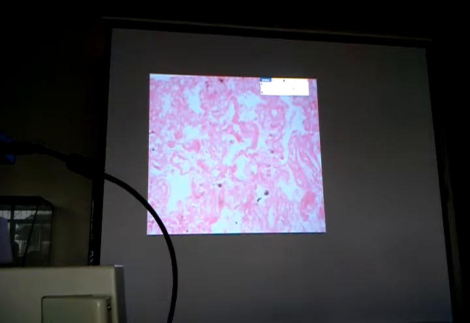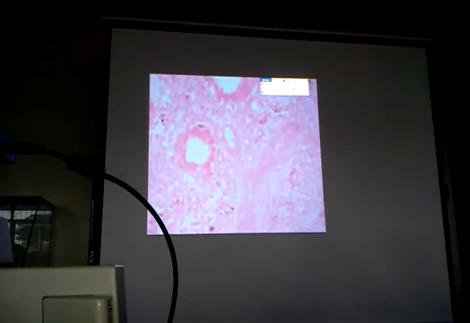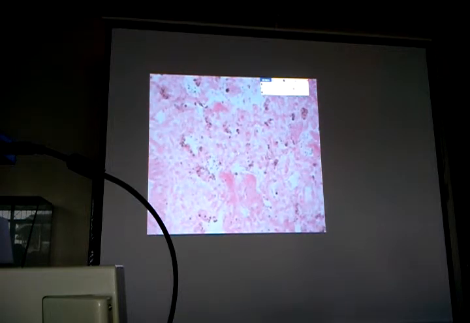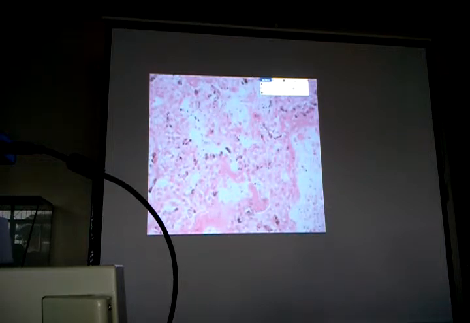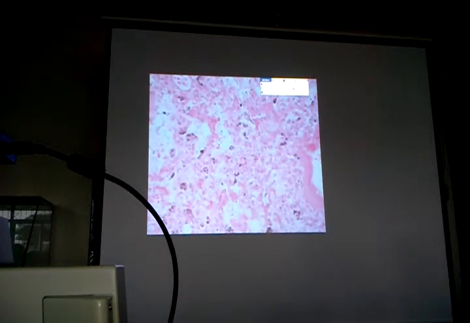Because surfactant will only begin to be produced at the 36th to 37th week of gestation. So the alveolar wall will become thickened secondary to the presence of the hyaline materials.